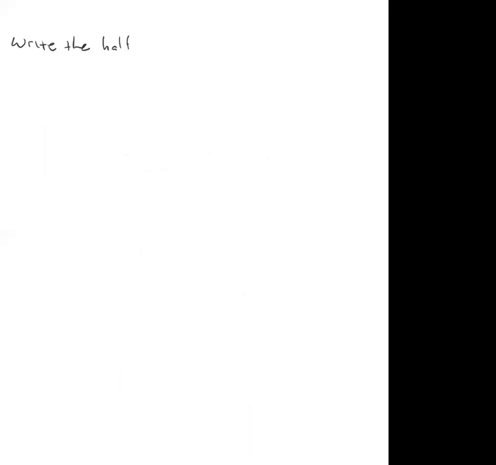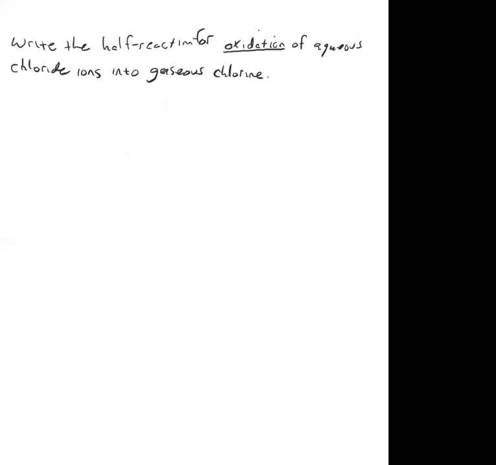for oxidation. So remember oxidation, so that means the electrons will be on the product side, of aqueous chloride ions into gaseous chlorine. Now this one, there's some pieces of information that you have to kind of remember from earlier topics. So let's go over this one.